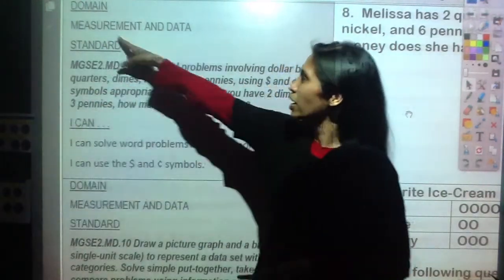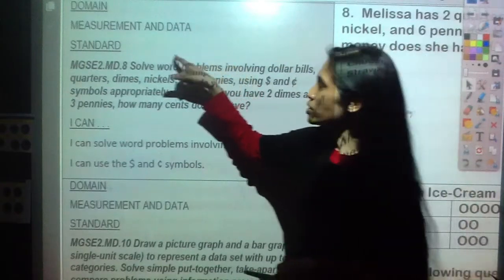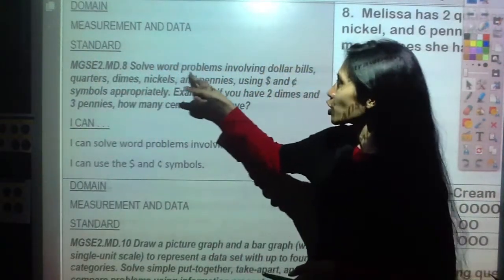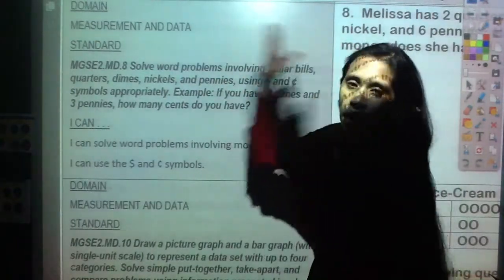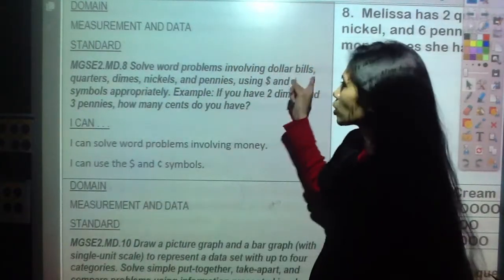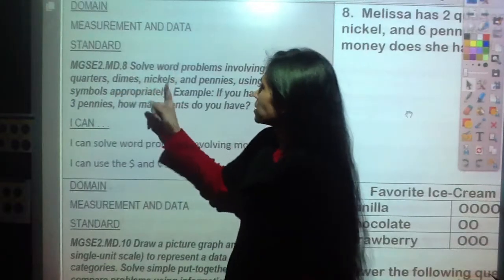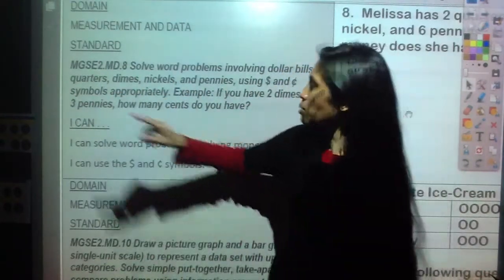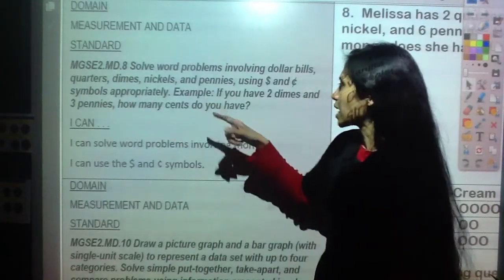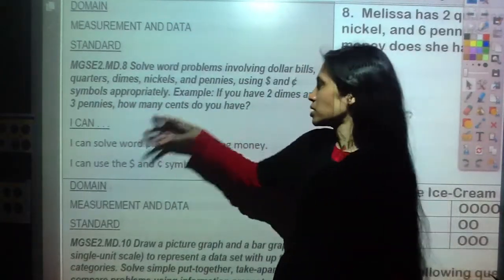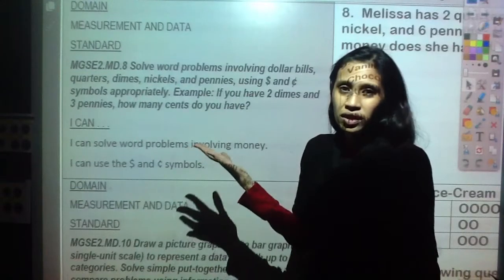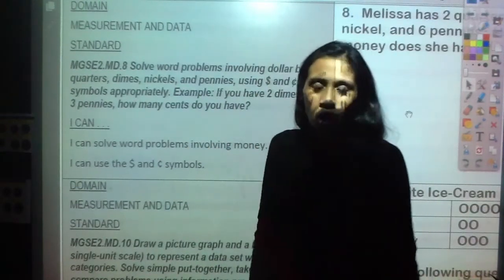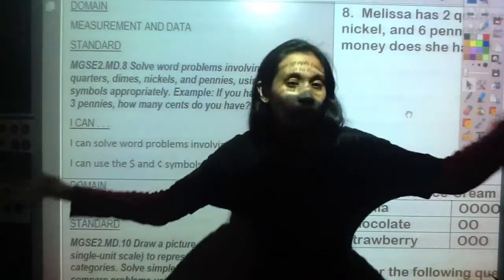The domain is measurement and data. The standard, it's MD, measurement and data number 8. Solve word problems involving dollar bills, quarters, dimes, nickels, and pennies using dollar signs and cent signs, symbols appropriately. For example, if you have 2 dimes and 3 pennies, how many cents do you have? Do you know how to count money?